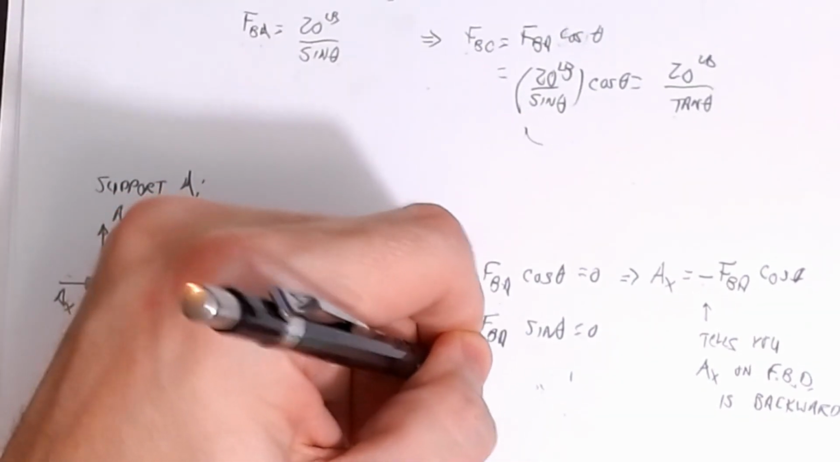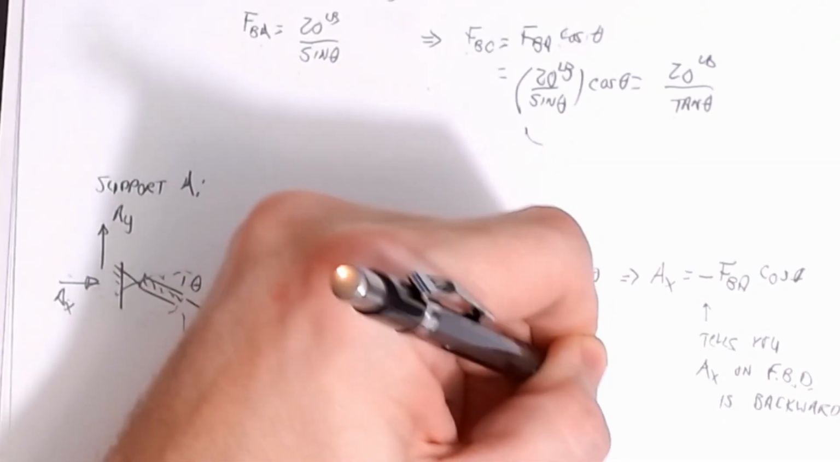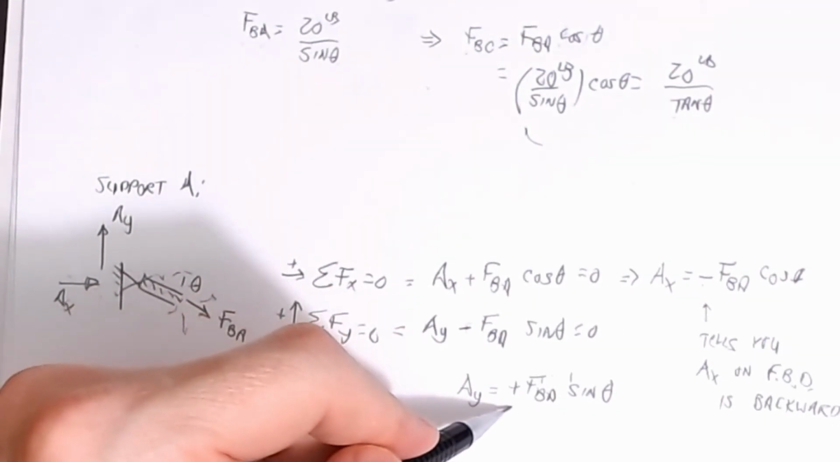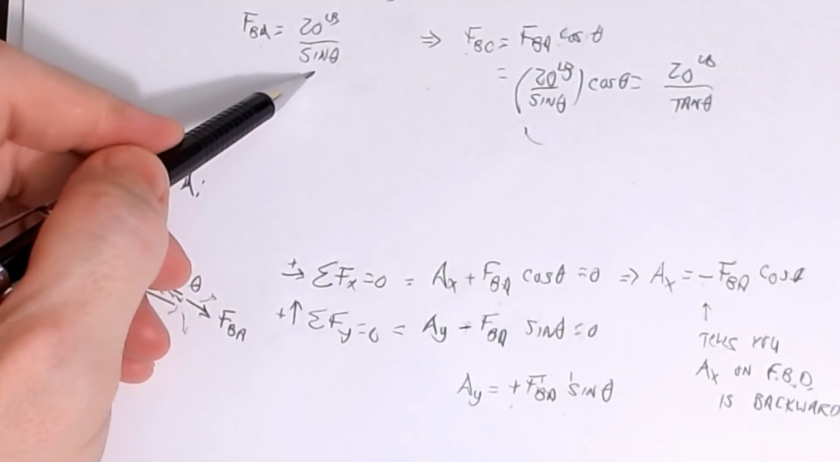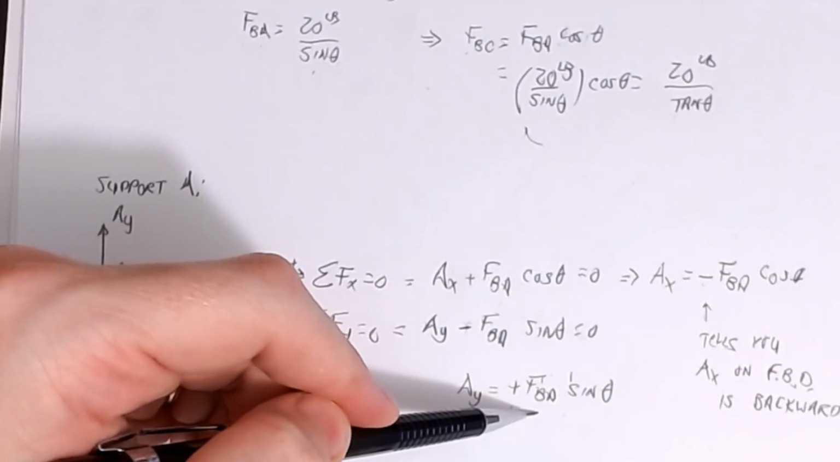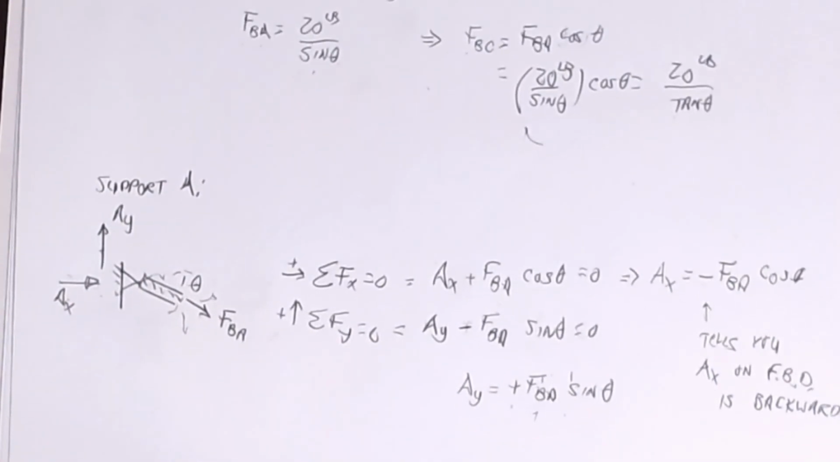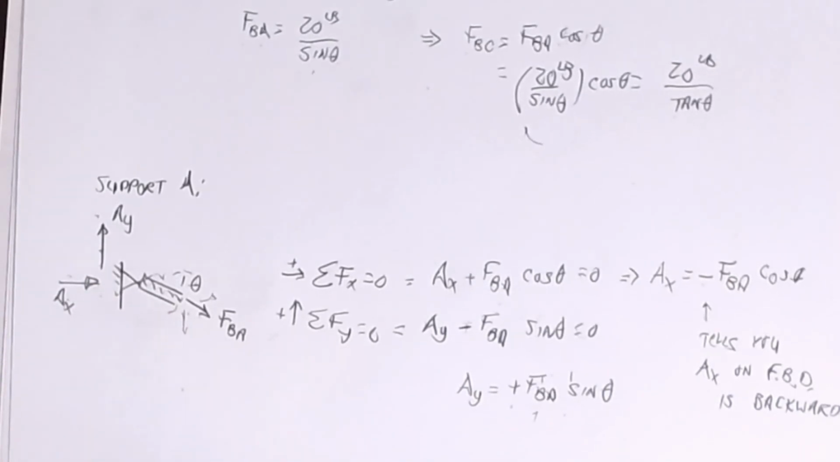AY in this case, if we look at it, AY is equal to a positive FBA times the sine of theta. And so this guy is positive for all values of theta, because FBA is always positive and theta is always positive. AY is positive, which tells you this AY is in the right direction. And that should make sense, right? The component of FBA is down, so AY better be up to hold it in place.